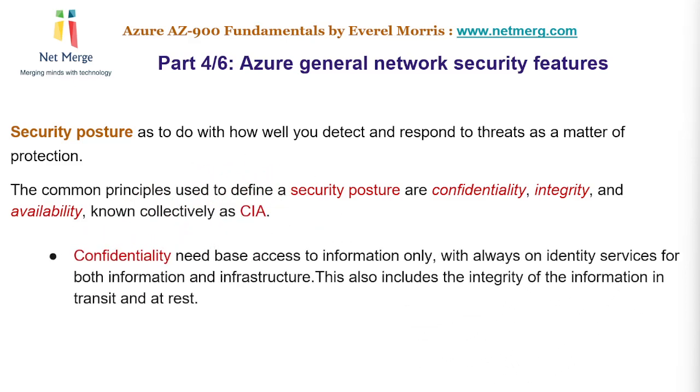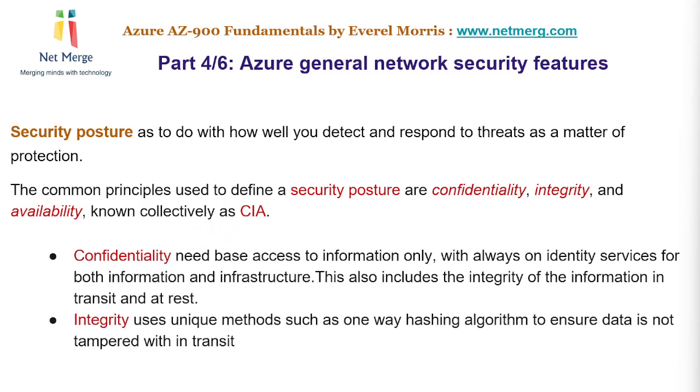So let's look at confidentiality. Confidentiality is need-based access to information only. So when we talked about just-in-time access before, and we talk about segregation and isolation, that's part of the confidentiality strategy. You have an always-on identity service for both information and infrastructure. This also includes integrity of information in transit and at rest. So you want to protect your information, you want to encrypt it in transit, and you also want to encrypt it at rest as well.